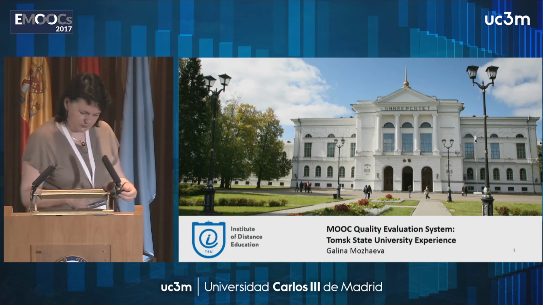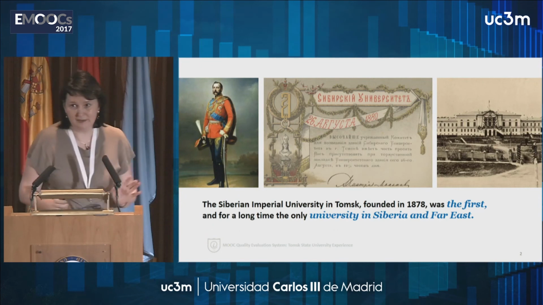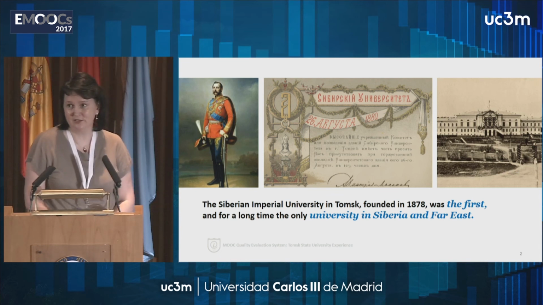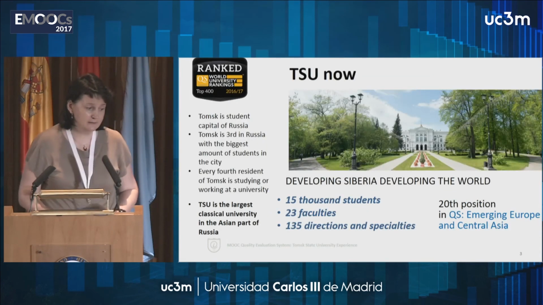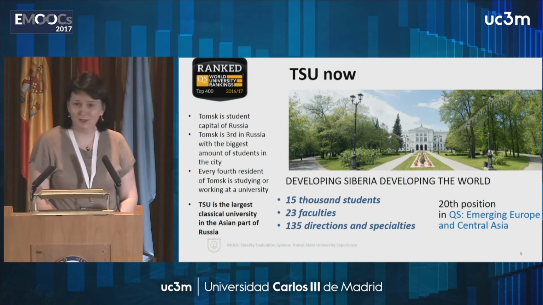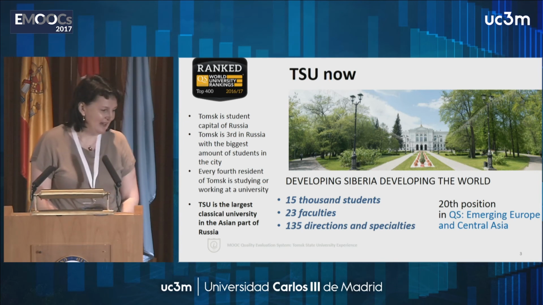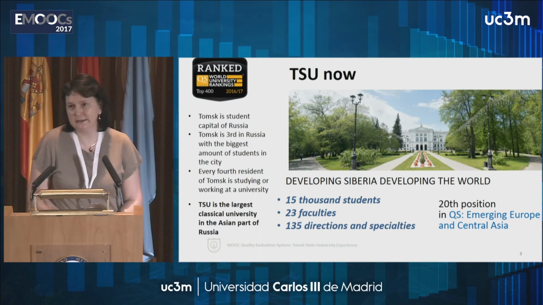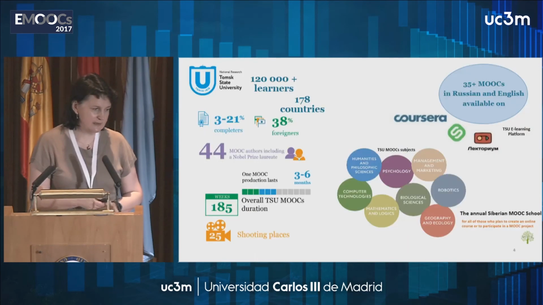Some words about my university. It was founded in 1878. It is one of the oldest Russian universities, and it was the first in Siberia and the Far East. And now it is one of the 21 leading Russian universities, and we go to the world rankings, and we study English. Nearly 15,000 students are now in our university, and it's a classical university with different directions.